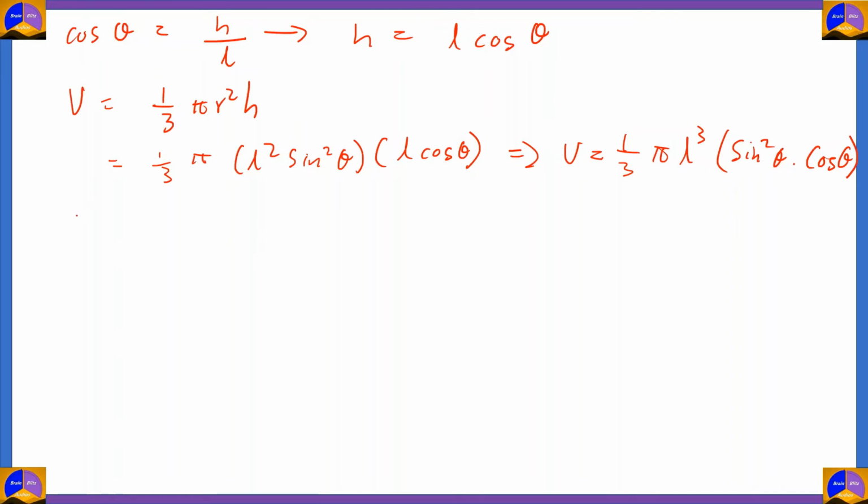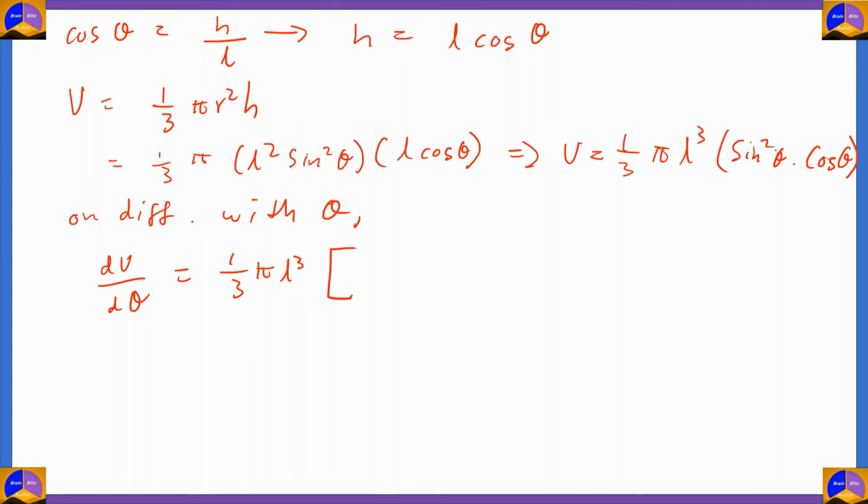Now, on differentiating with respect to theta, we'll get dv by d theta as 1 by 3 pi L cube, and then we open the bracket. So over here, we use the product rule in differentiation. So sine square theta into d by d theta of cos theta, which is minus sine theta, plus cos theta into d by d theta of sine square theta. So that is 2 sine theta times d by d theta of sine theta, which is cos theta.